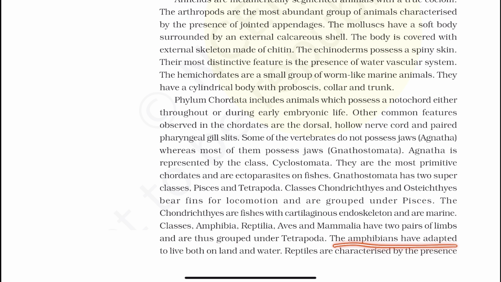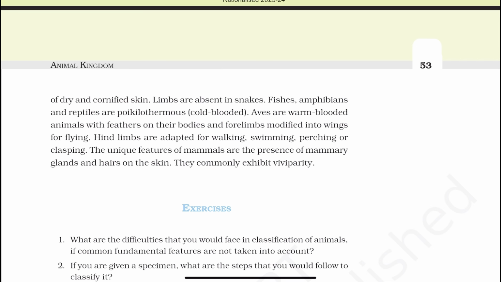The amphibians have adapted to live both on land and in water. Reptiles are characterized by the presence of dry and cornified skin. Limbs are absent in snakes. Fishes, amphibians and reptiles are poikilotherms, cold-blooded. Aves are warm-blooded animals with feathers on their bodies and forelimbs modified into wings for flight. Hind limbs are adapted for walking, swimming, perching, or clasping. The unique features of mammals are the presence of mammary glands and hair on the skin. They commonly exhibit viviparity.